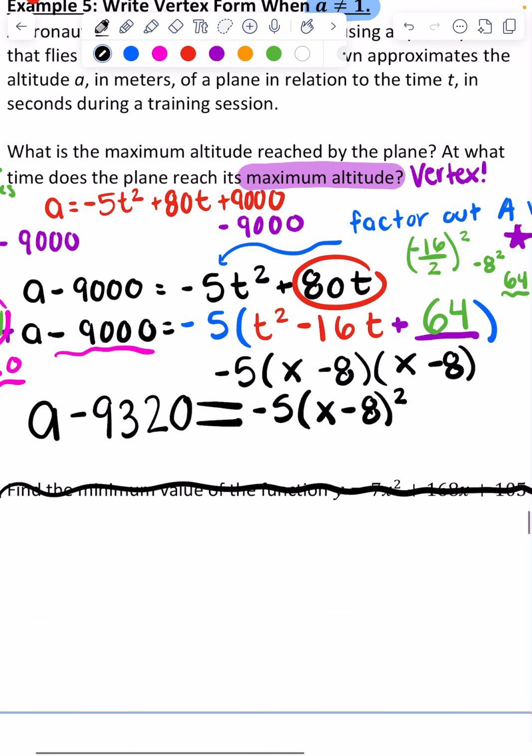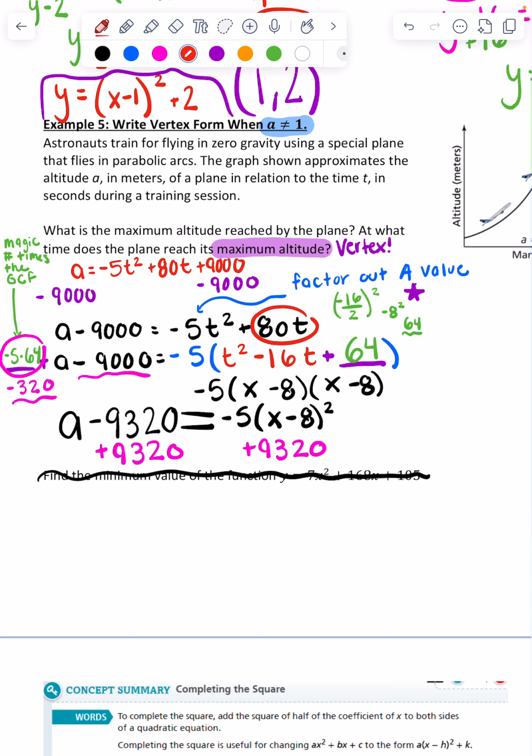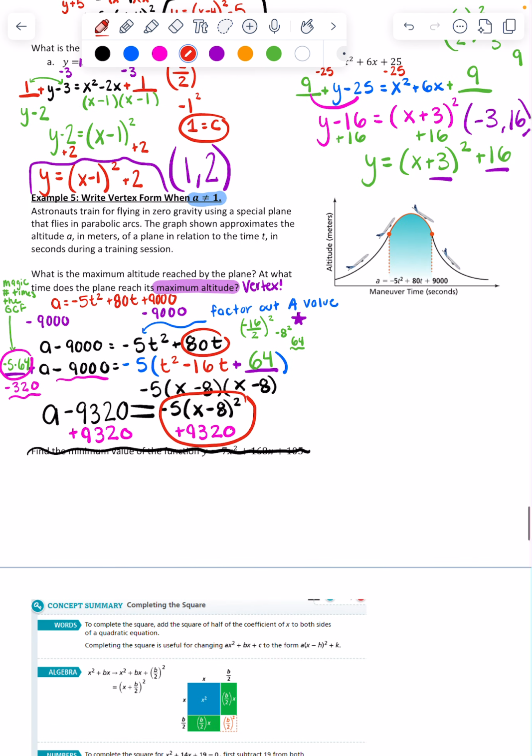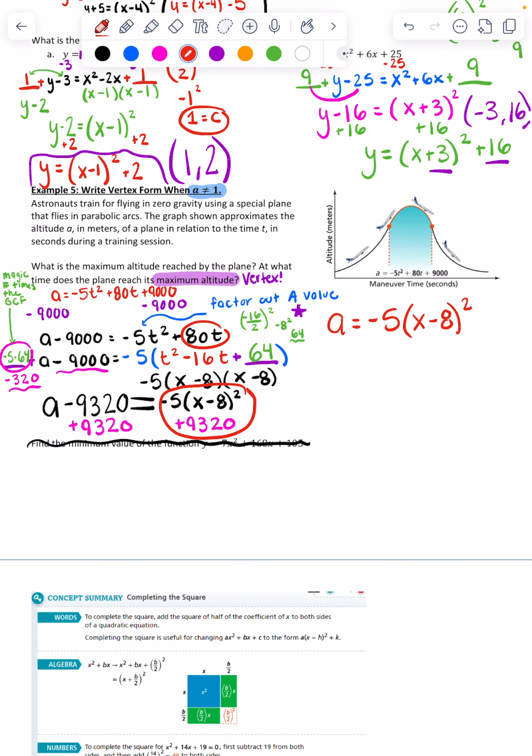Let's zoom out, see where we're at now. We are super close, you guys, to our vertex form. Our last step is we have to isolate a. A serves as our y value, as before. So our goal is to just isolate that variable, and now we have our vertex form. Let's go ahead and rewrite this off to the side. A equals negative 5, our binomial squared that we found using completing the square. And now we just have plus 9,320 on the outside.